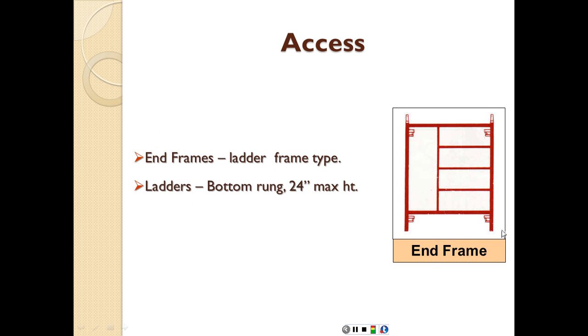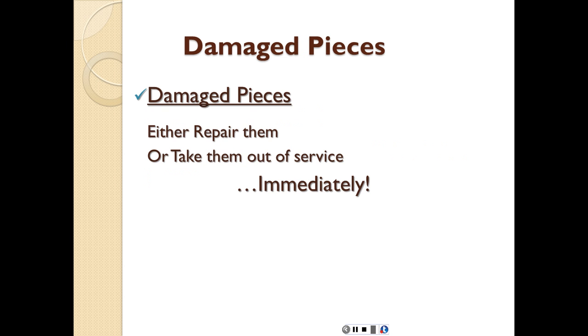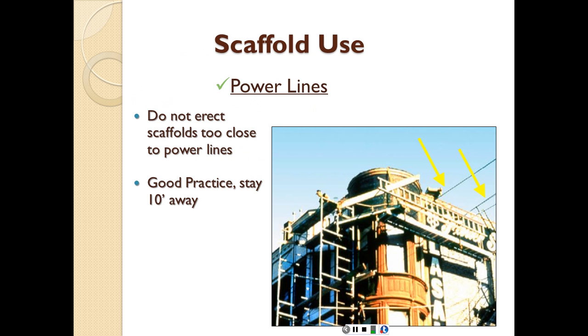Here we have a good end frame that has the ladder type, and the bottom rung has a maximum height of 24 inches. So the maximum height for this rung is 2 feet. Another way of access, as we mentioned, is hook-on or attachable ladders, which must be installed as soon as safe installation permits. For any damaged pieces, you have to either repair them or take them out of service immediately. You don't want to keep them on site so that people might use them. It can cause injuries or damage.